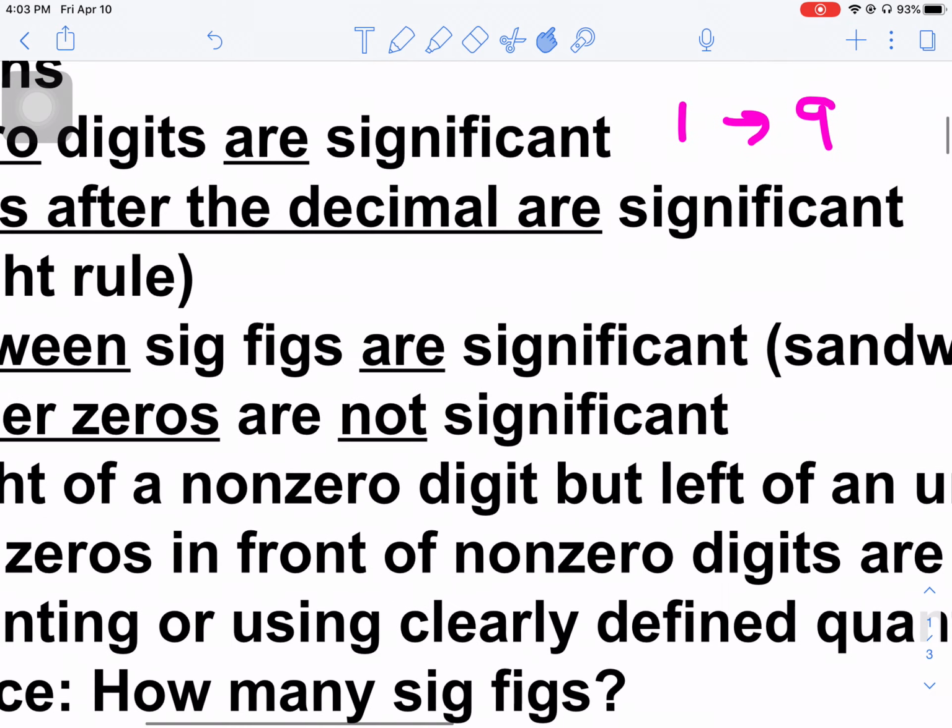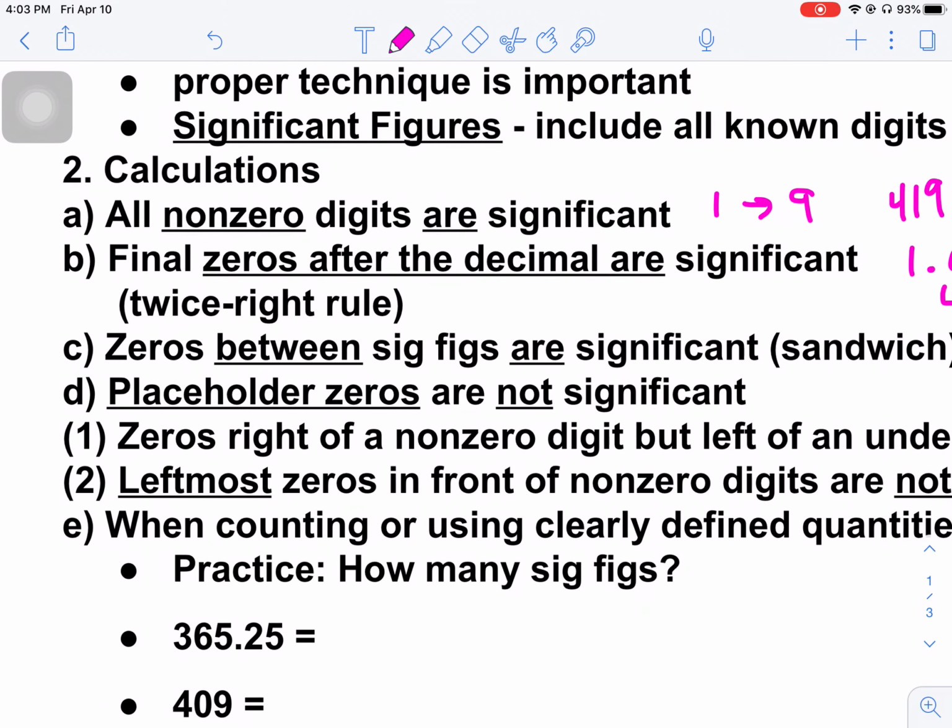All right, let's do another one for the twice right rule. Let's get a number like 50.0, okay? Final zeros after the decimal are significant. So the 5 is significant and the final 0 is significant. I would say that this has 3 significant figures. But what I didn't tell you is, why is that middle 0 significant? Well, that is our next rule.